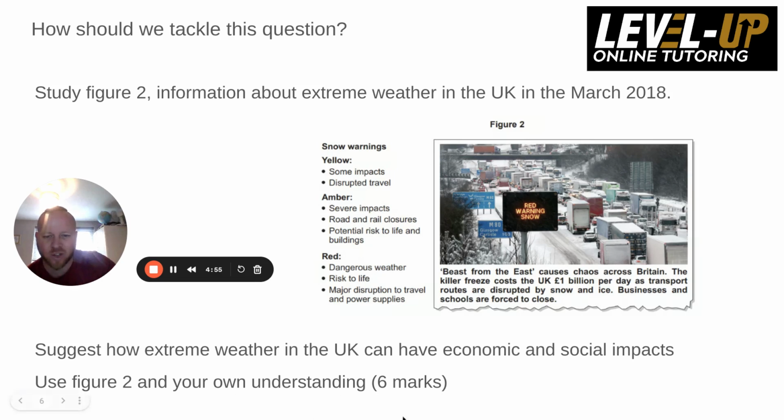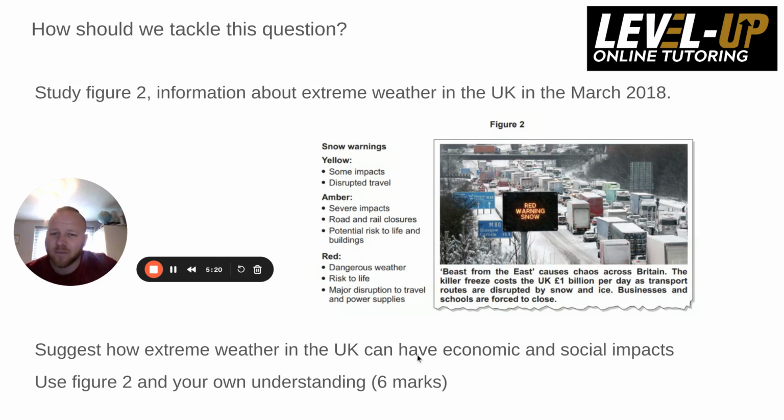Okay, so straight away, I'd be getting students to annotate this question. I'd be getting them to put a box around "suggest, give me reasons for", and underline the key focus like extreme weather, UK, economic, social, figure 2. So there's actually quite a lot to do here, but it's not a difficult question, really. It's quite nice. And then they should be thinking, right, 6 marks, 2 paragraphs. So one on this, one on that.